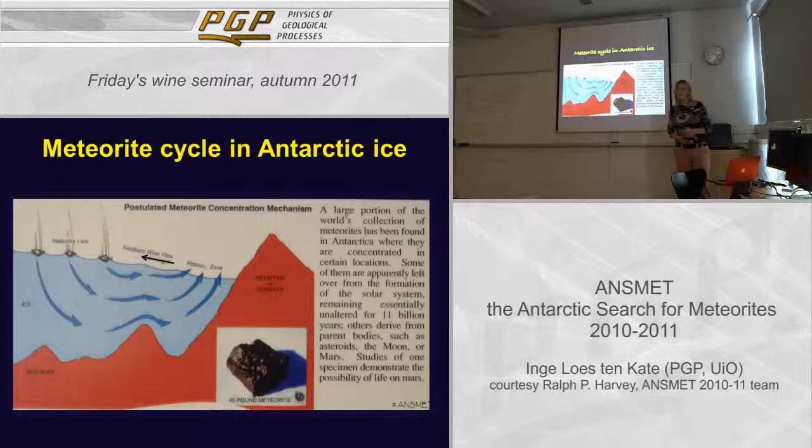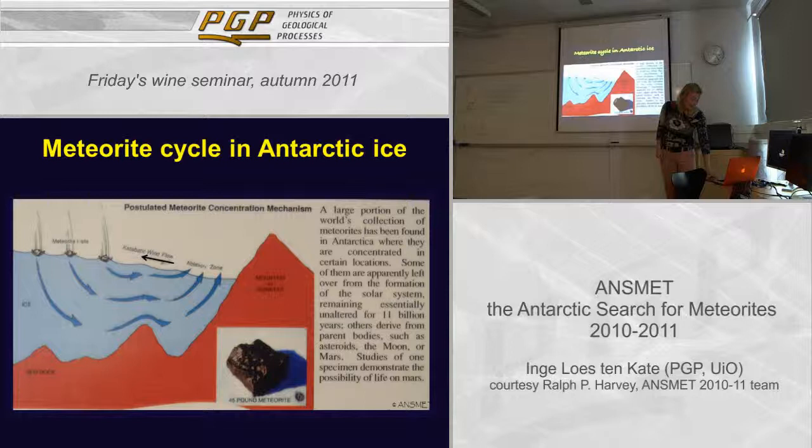And at some point they get exposed. So the meteorites that we find in Antarctica fell somewhere between 10 and 100,000 years ago. So they didn't fall yesterday.